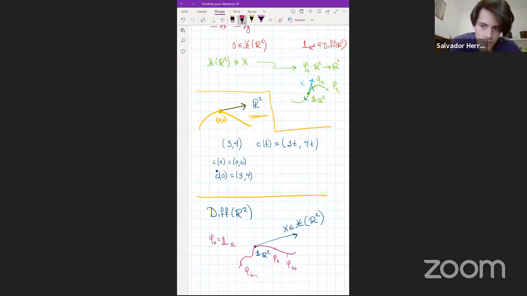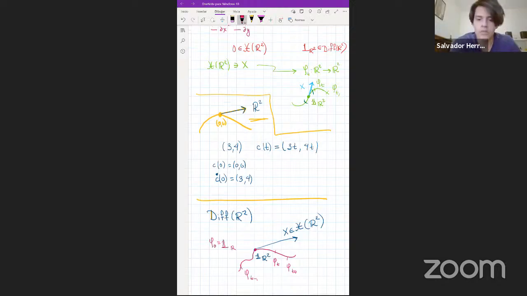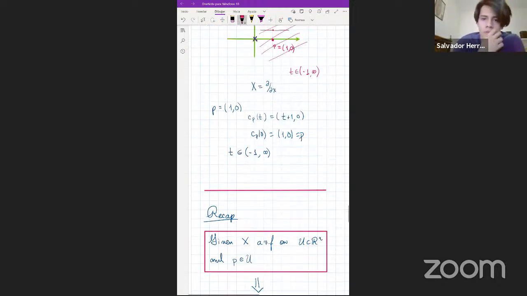So in some sense, the flow is like a gathering of a bunch of integral curves. Right, each flow is a whole collection.